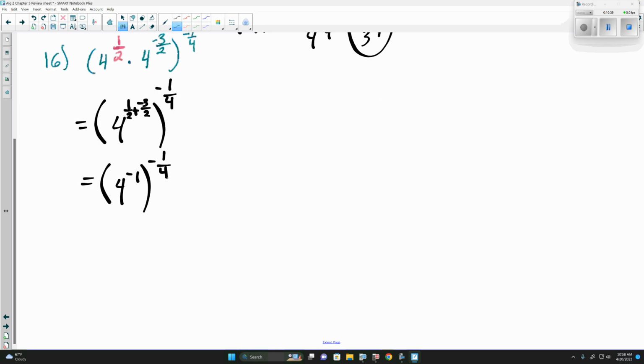So since we're multiplying like bases, the 4 and 4 are the same, we can add the exponents. So we add 1/2 and -3/2. And 1/2 plus -3/2 is -1. Now at this point, we're going to multiply our exponents. Powers of powers multiply. And -1 times -1/4 is 1/4. So 4 to the 1/4 is our final answer. Any questions on 1 through 16?